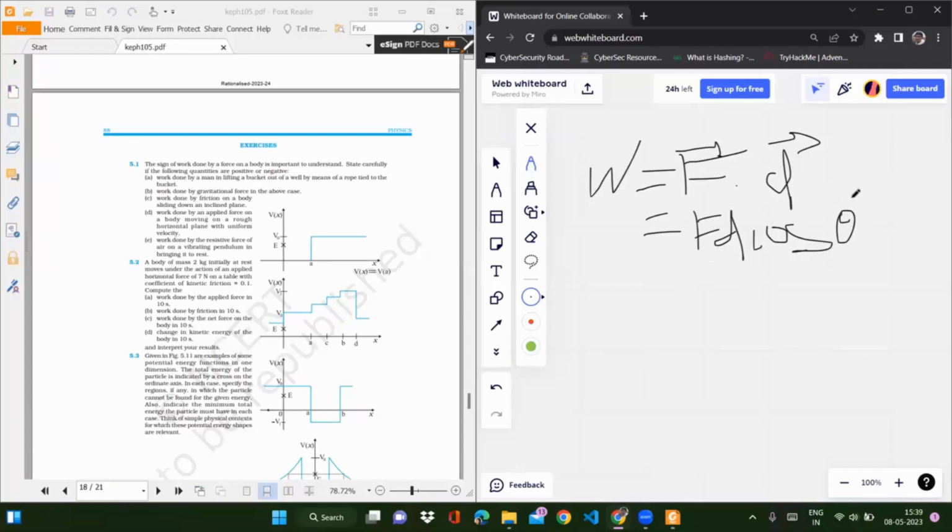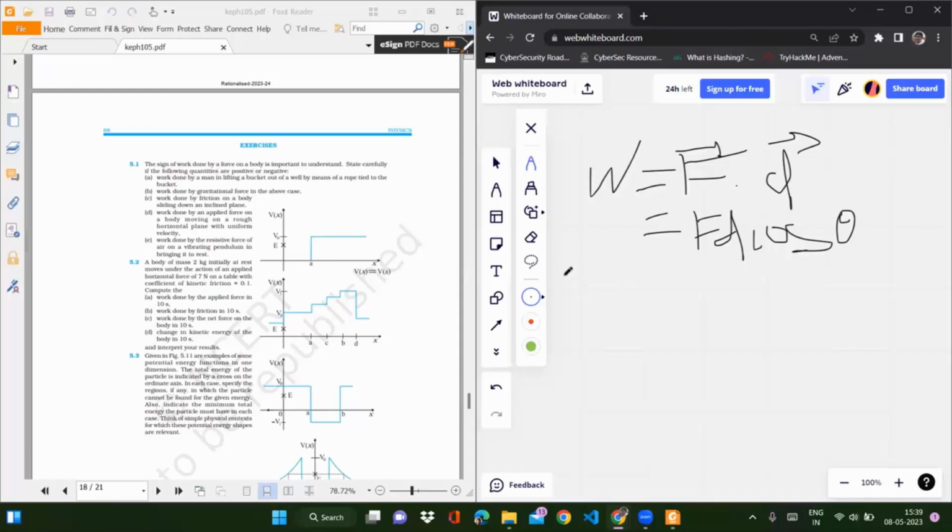So if theta is between 0 to 90, cos theta will be positive. If it is 90 degrees, then the work done will be 0. And if theta is greater than 90, up to 180, it will be negative. So work done depends on the directions of the force and displacement vectors, so it is necessary to analyze it. The question says we have to check whether the work done will be positive or negative.